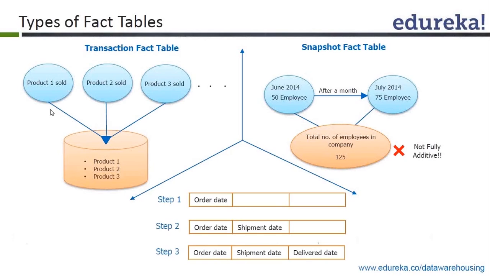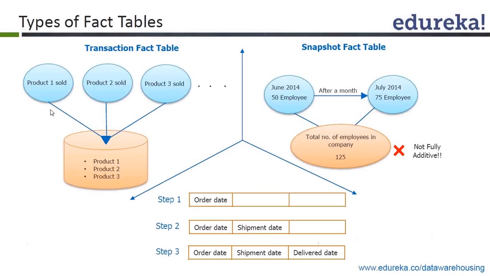And the third type of transaction table is called, in this case you see step 1, you have only one record. The step 1, 2 and 3 which you see here is only one record in each step. So this one record is being populated in a stepwise manner. So when your order comes in, right, it gets populated.